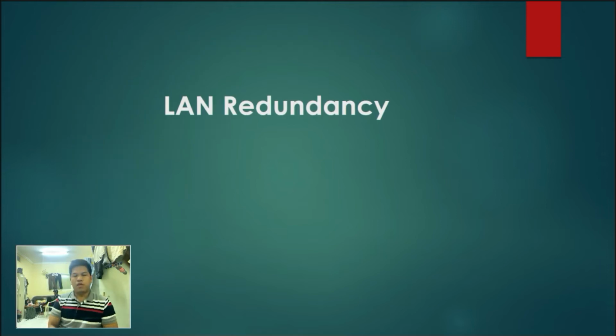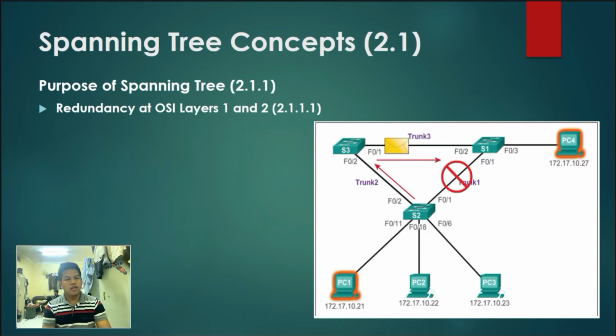The next topic which I'm going to discuss is LAN redundancy. Network redundancy assures network reliability by using multiple physical links between devices, providing redundant paths. Multiple paths need to be managed so that Layer 2 loops are not created. The best paths are chosen, and an alternate path is immediately available should a primary path fail. Redundancy at OSI Layer 1 and 2.